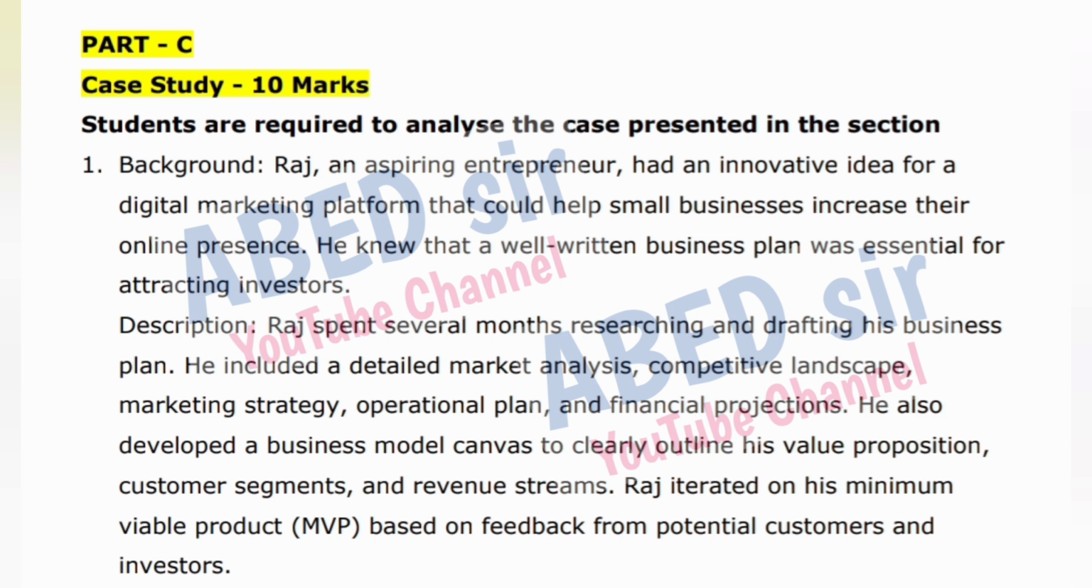Description: Raj spent several months researching and drafting his business plan. He included a detailed market analysis, competitive landscape, marketing strategy, operational plan, and financial projections. He also developed a business model canvas to clearly outline his value proposition, customer segments, and revenue streams. Raj iterated on his minimum viable product, MVP, based on feedback from potential customers and investors.